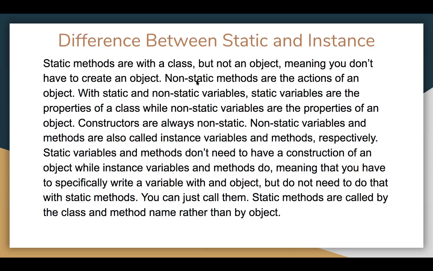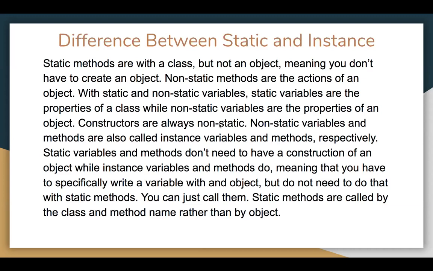The only way you can use the instance methods is if you create a person. Otherwise, it's not going to work. So that's a way to think of it. With static and non-static variables, static variables are the properties of a class, while non-static variables are the properties of an object. Again, you can think of it like the person analogy.